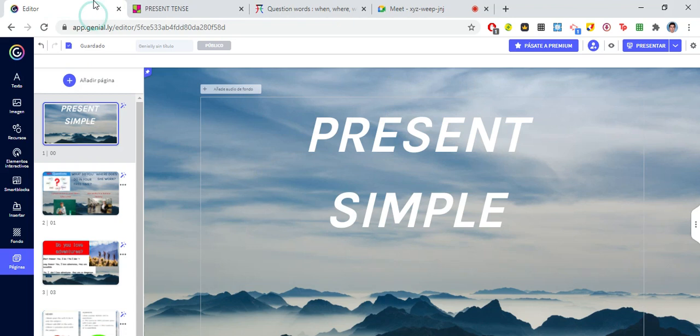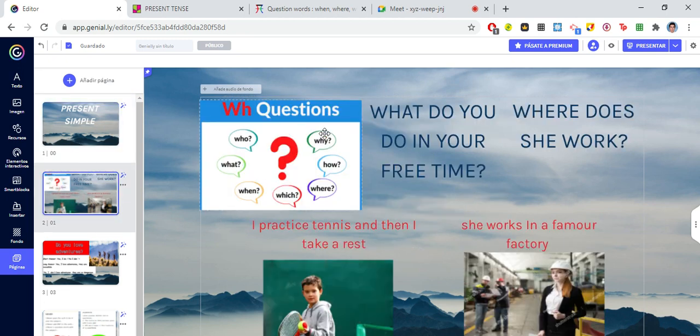So the topic that we're going to talk about is the simple present. I know that you have heard about this tense and you have practiced, but in this case we are going to study this tense deeper. First of all, let's talk about a topic that is called WH questions in simple present.